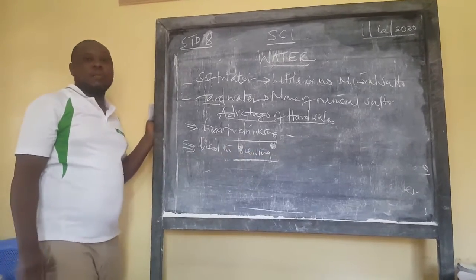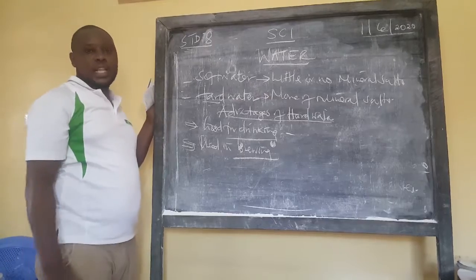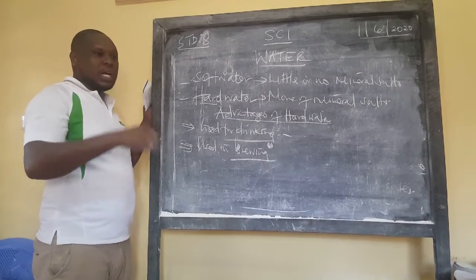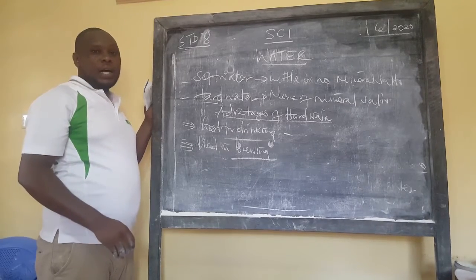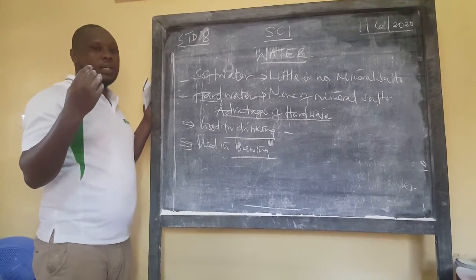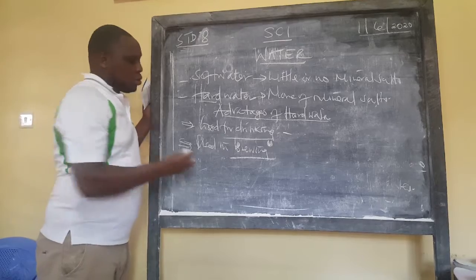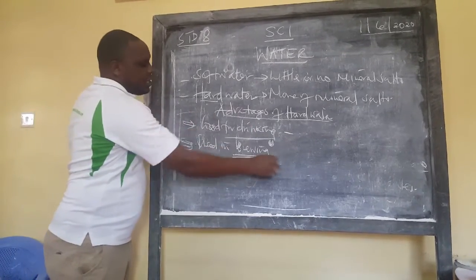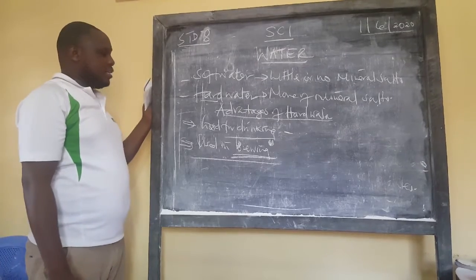In the process of making beer, they don't use soft water, they use hard water, because there are also important minerals found in that water that are useful in the fermentation of the alcohol. So they use it in brewing. So I can just give the two advantages and then we look at the disadvantages.